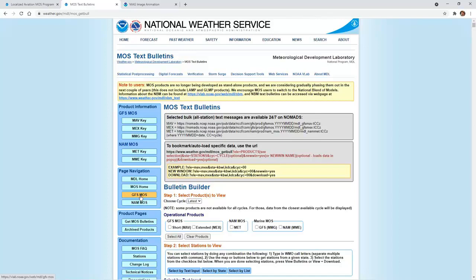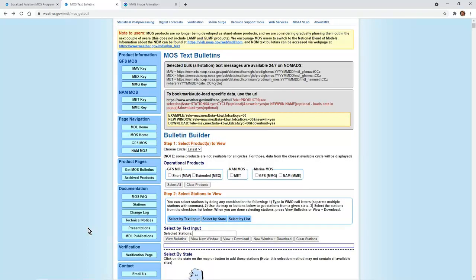So the important aspect of this is to know that the goal is to produce aviation-specific forecast information like ceiling, visibility, wind, even probability of precipitation or obstruction to visibility. All those kind of things are part of this, and to produce that at a particular airport. So if we go get the GFS MOS bulletins, we can pick from a number of things.